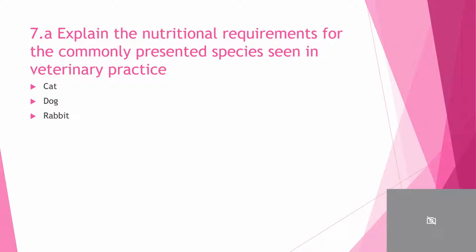(7A) Explain the nutritional requirements for the commonly presented species seen in veterinary practice. We will work through the requirements for the dog, cat and rabbit.